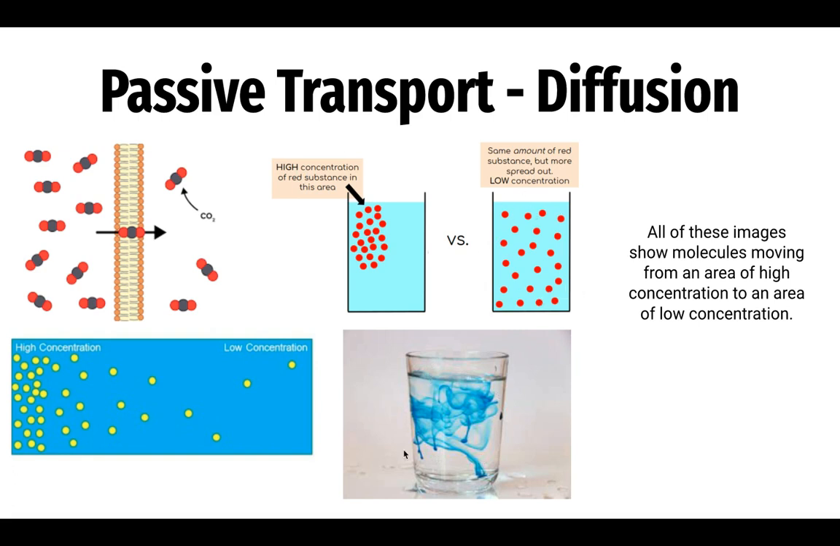This is the same principle being shown here and the same principle being shown here. We have molecules in a high concentration that are spreading out to a lower concentration until eventually, like this whole cup is going to be like a light blue color. You won't see any of the clear spots. You won't see any of the darker blue spots. It will all be uniform. Okay, that is passive transport, and this is diffusion of things moving from high concentration to low concentration.